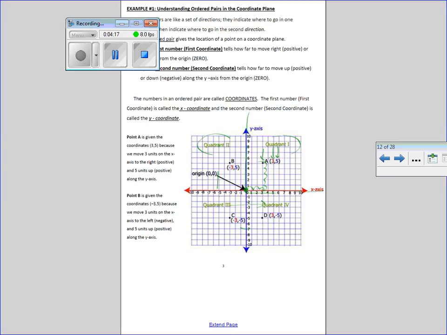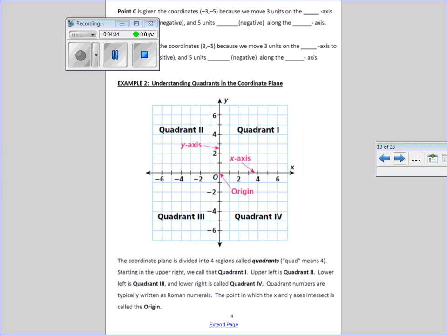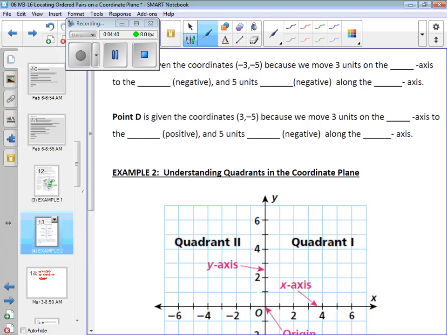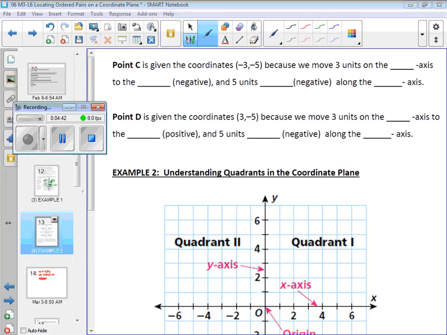Every time you go up, it's positive, like a thermometer, right? Temperature's rising. And everything from the origin down is negative. It takes some practice. So we're just going to practice it. If you go to the next page, what I just said is summarized at the top. Let's go to that.